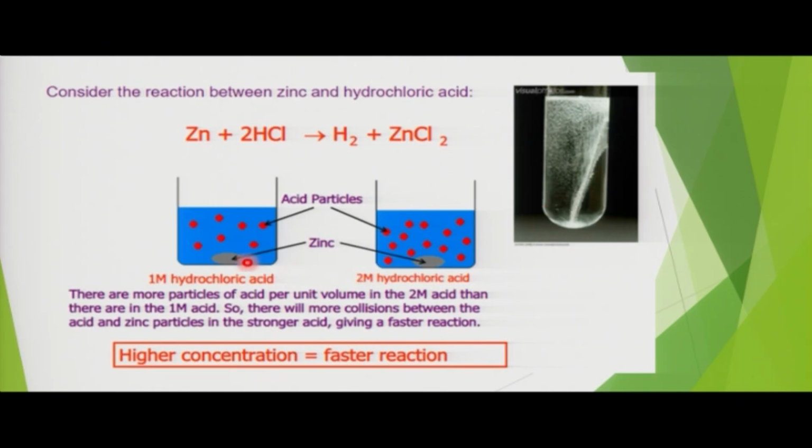So we're having two containers. One has 1M hydrochloric acid and another has 2M hydrochloric acid. You already know what M implies. It is not a million. This is a molar solution. So in here, the acid molecules are few. Here, the acid molecules are high. So the more they are, the higher the chances of collision, and so the reaction will be faster. Basically, that is it.